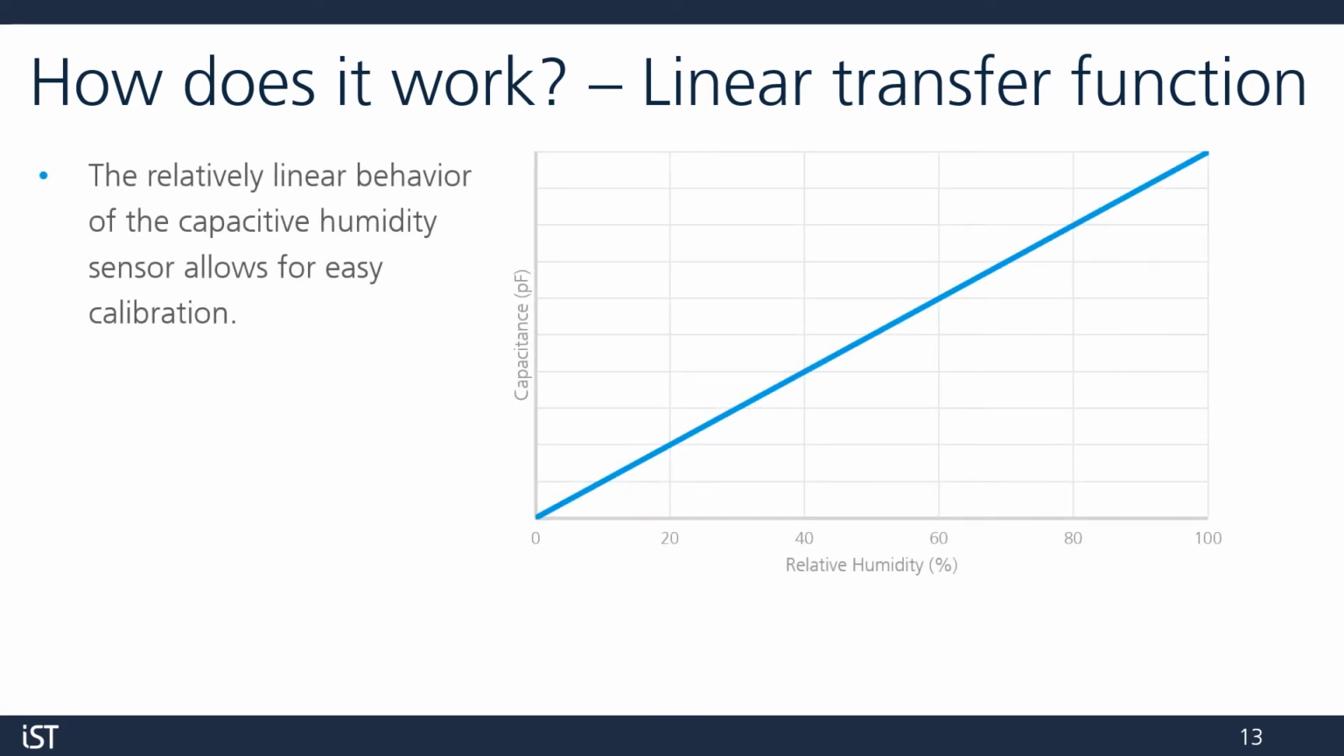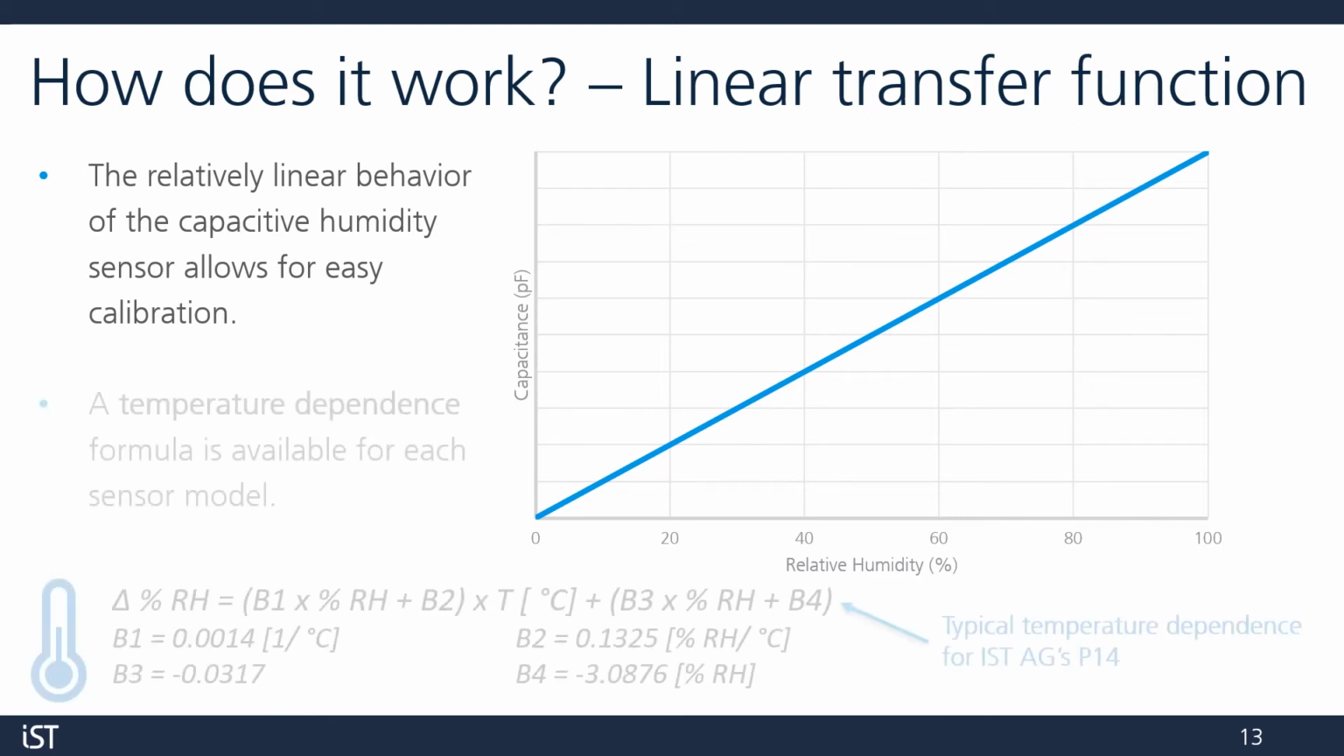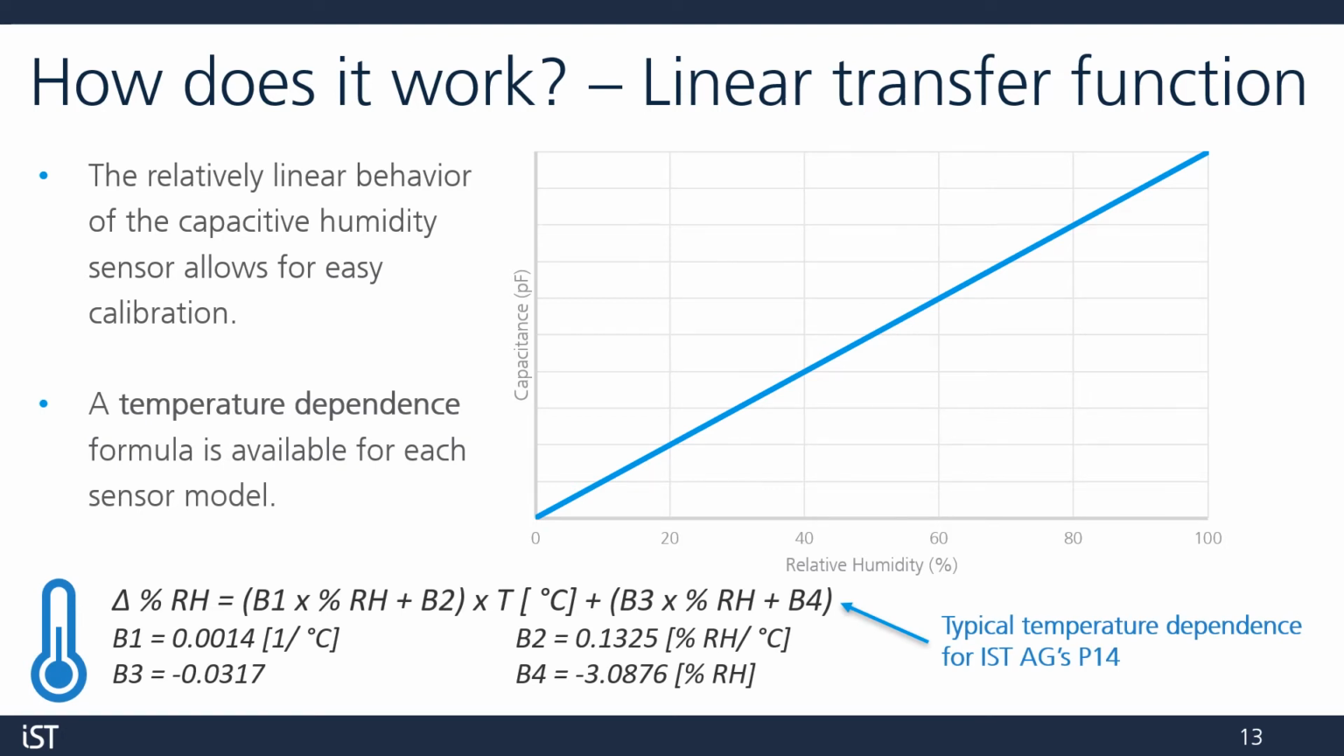Just like with our temperature sensors, each humidity sensor model has a characteristic curve. For most of our sensors, you'll see a pretty linear relationship between RH and capacitance. This is, however, temperature and pressure dependent. Assuming a constant pressure, we can calculate the temperature influence on our RH measurement using the formula at the bottom. The coefficients for each sensor model can be found on the corresponding data sheets.